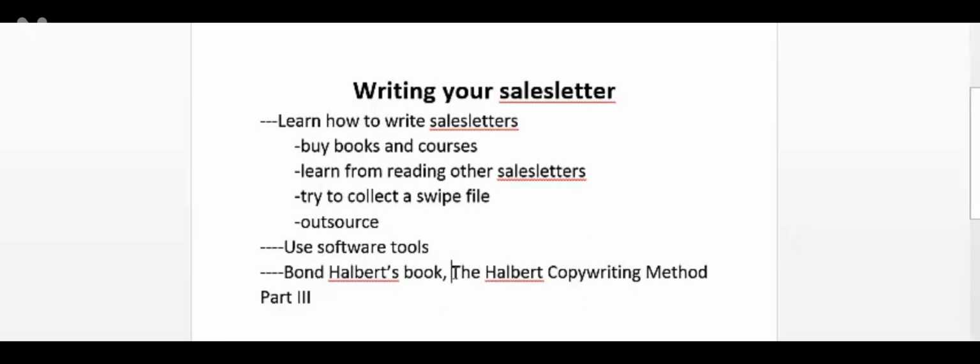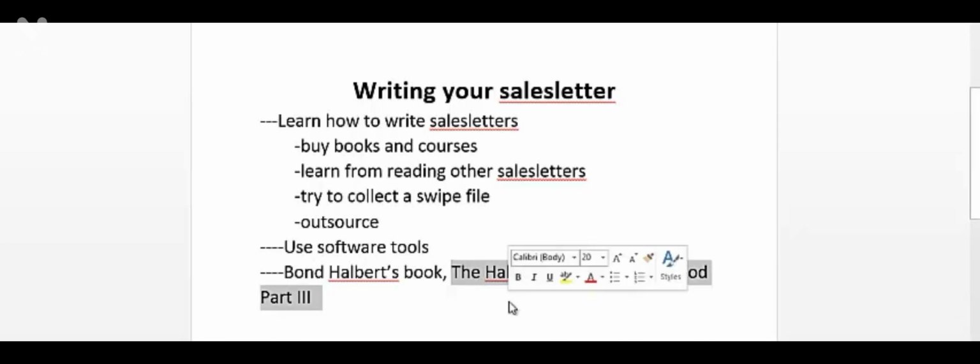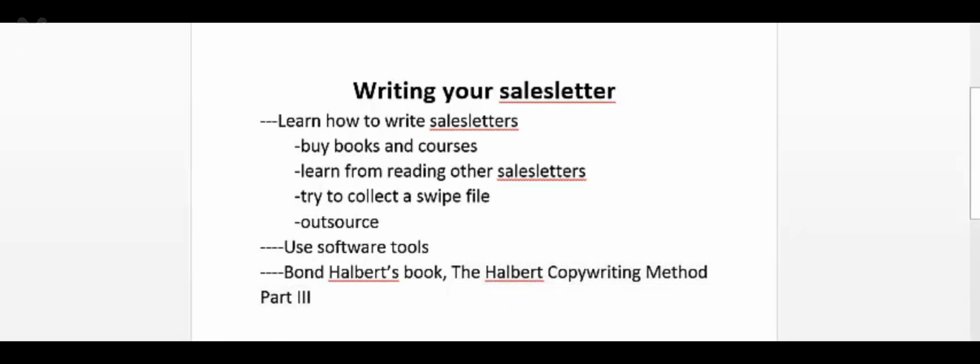The Halbert Copywriting Method Part 3 teaches you how to edit a rough draft of a sales letter. So this is great for editing sales letters that are created by these sales letter software tools. It teaches you how to smooth it out and make it more appealing.